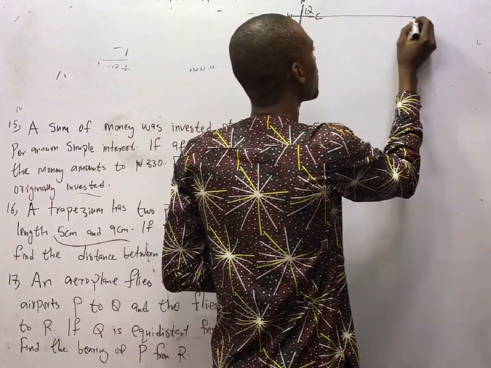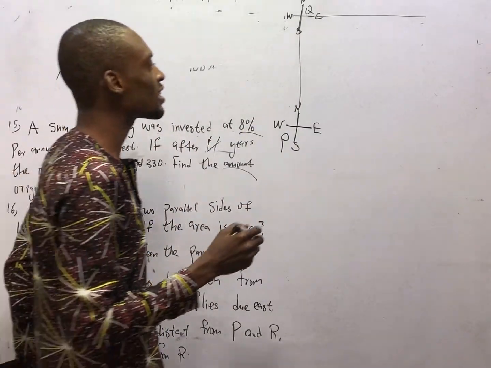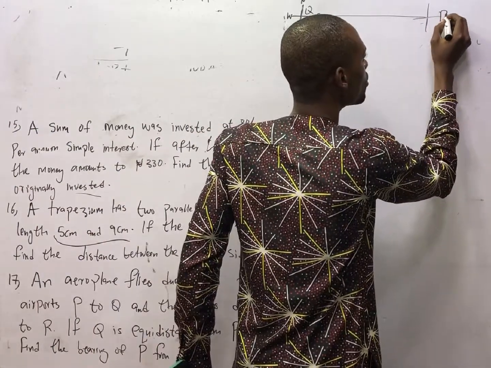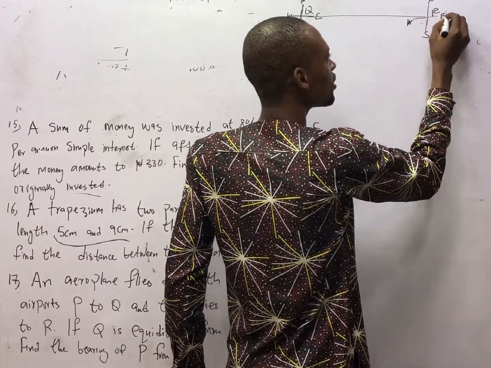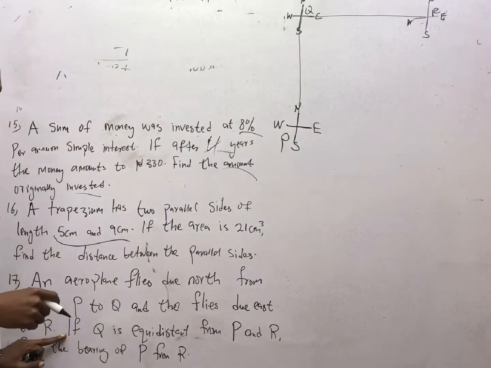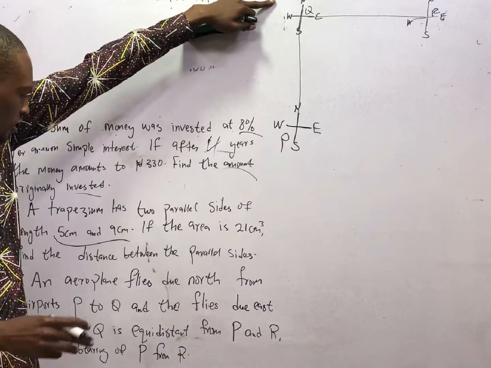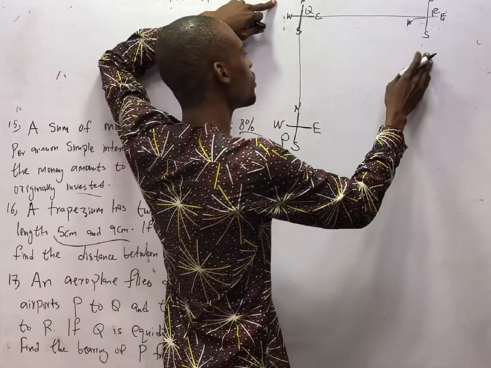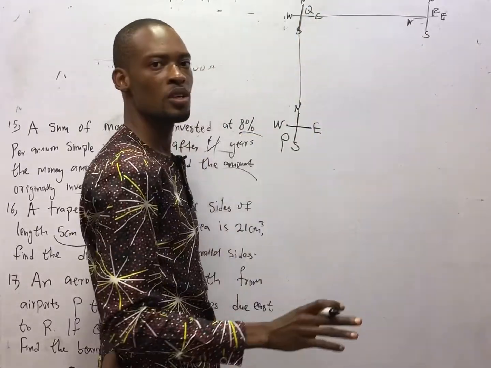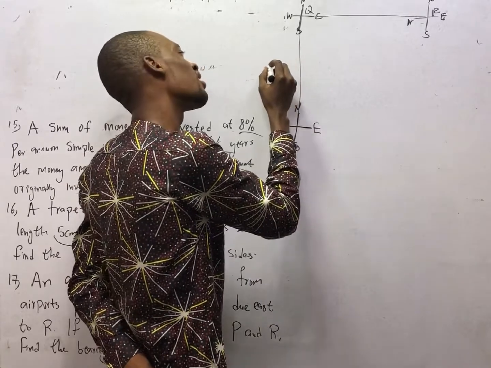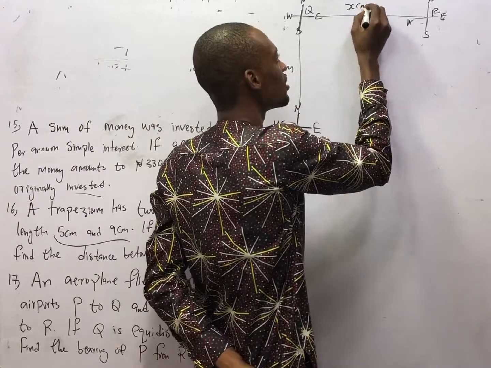So it went here, and they said what? And then flies due east to R. So here is R. It has its own cardinal point. In R, we also have north, south, west, east. And it says what? If Q is equidistant from P and R, where is Q? Q is equidistant from P and R. It means the distance from P to Q is the same thing as the distance from Q to R. So if you call distance from here to here, let's say S centimeter, it also means that from here to here is S centimeter.